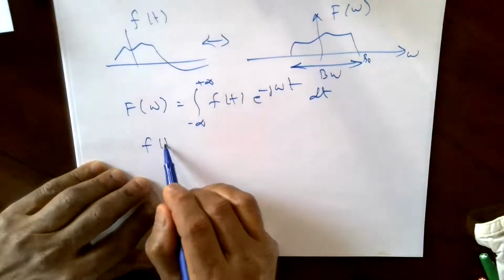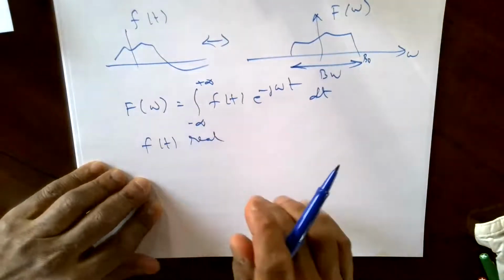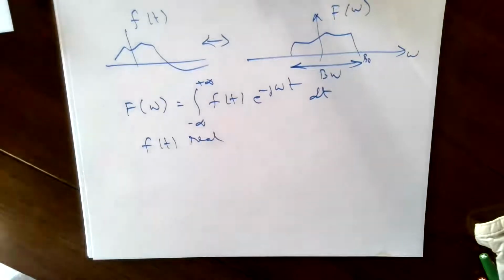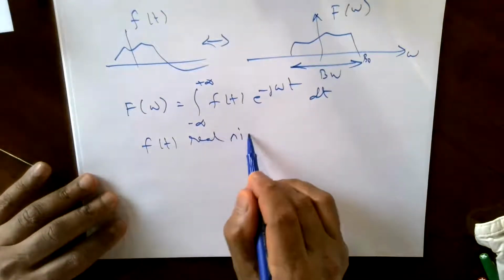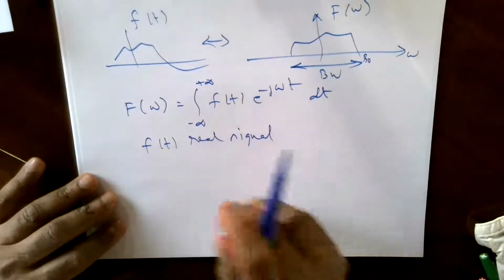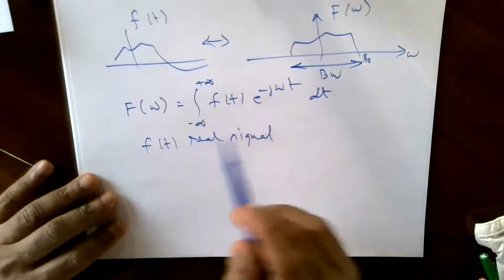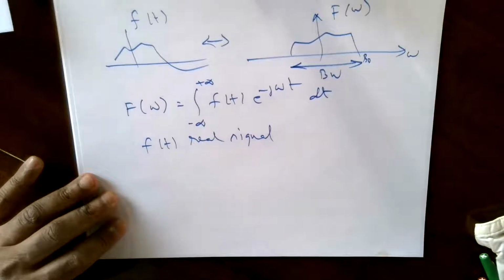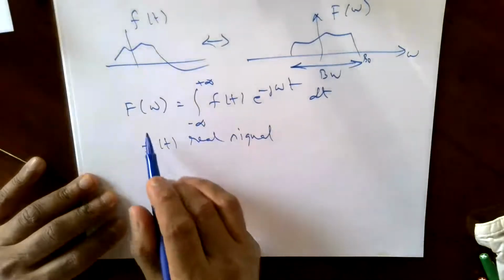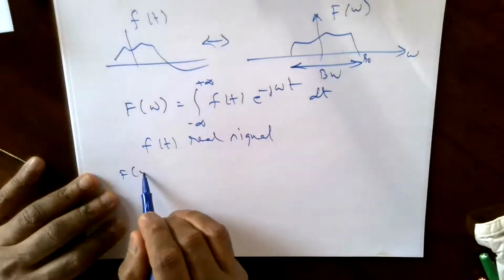Suppose f of t is real, which is the case with voice, video, etc. We usually transmit real signals unless you purposely create a complex signal by adding a quadrature component also. So you can see that if you substitute into this relation, we get some interesting relations.